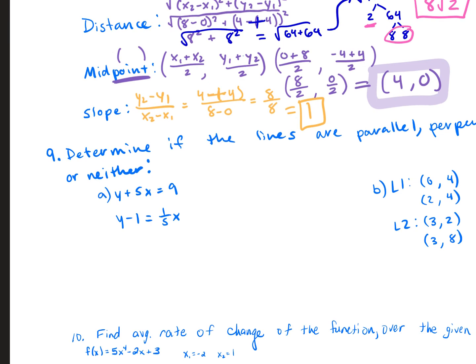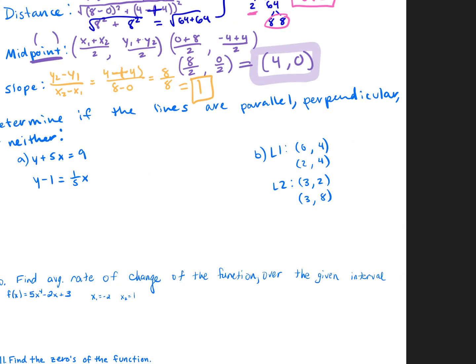All right, next for 9, we're determining if the lines are parallel, perpendicular, or neither. So parallel, they're going to have the same slope. Perpendicular, they are going to have opposite reciprocal slopes.